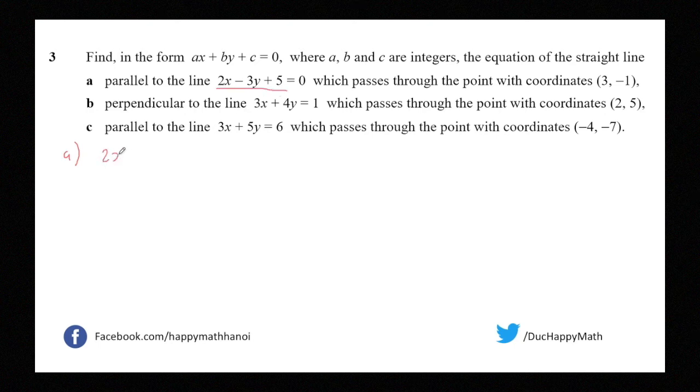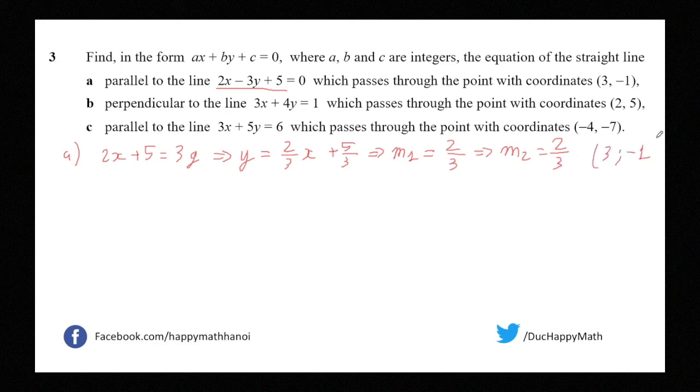First you have to find the gradient of this line. You have to change it to y = 2/3 x + 5/3. So the gradient is m1 = 2/3. The line is parallel, so m2 is also 2/3. And the point we have here is (3, -1). So the equation of the line A is y = 2/3 x, then minus 3 and plus 1.